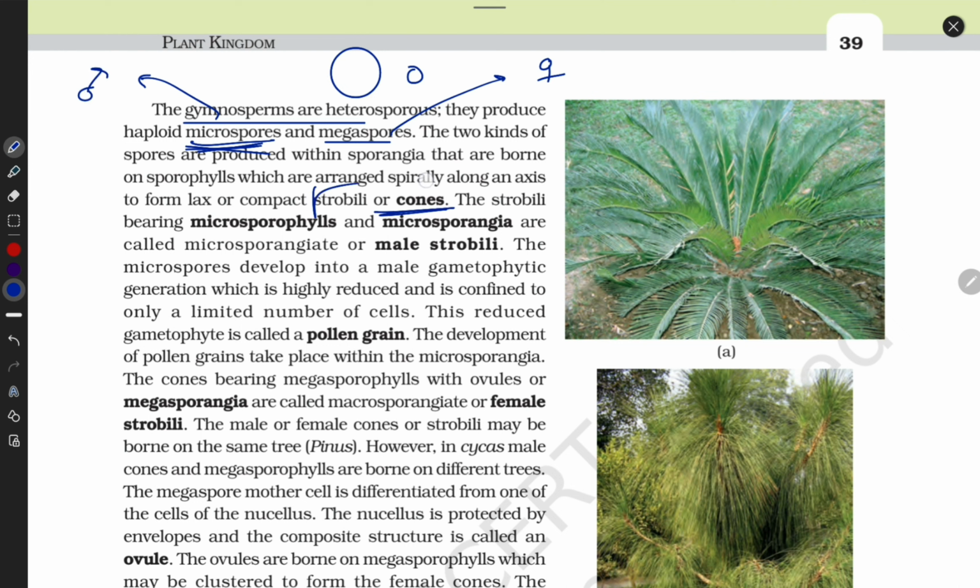They have cones. They are useful in photosynthesis, as well as they form spores. It may be male spores and it may be female spores. Microsporophylls, what do they form? They form male spores, meaning they form microsporangia. Now megasporophylls, what do they form? They form eggs. They form megaspores. They form female spores.